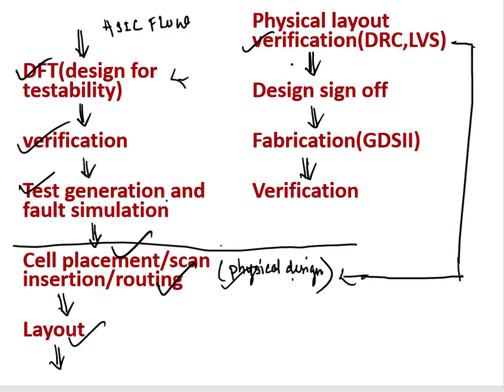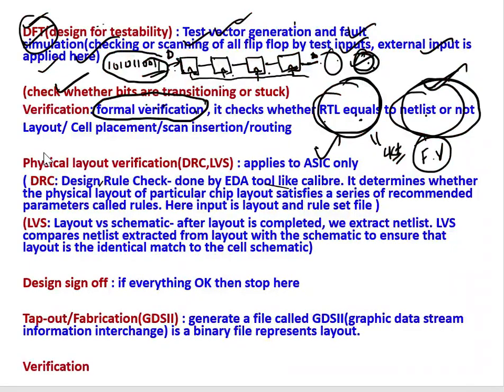The next step is physical layout verification. Here two things are done, one is DRC and one is LVS. Let me explain a little bit about this DRC and LVS. DRC is called design rule check. And this DRC is done by an EDA tool like Calibre. I think other tools may be available, but Calibre can be used for this design rule check.